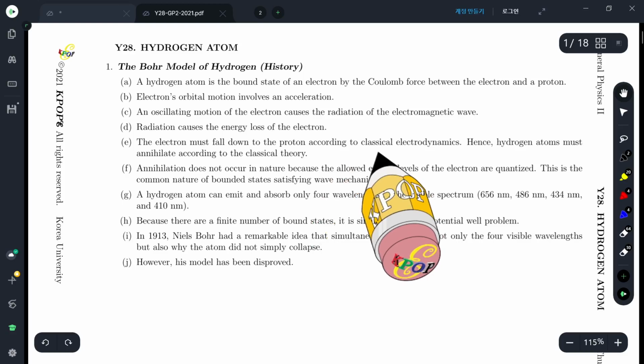We have reached the last lecture. That is for the hydrogen atom.